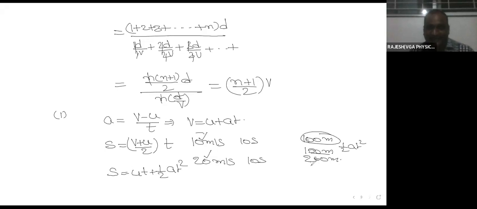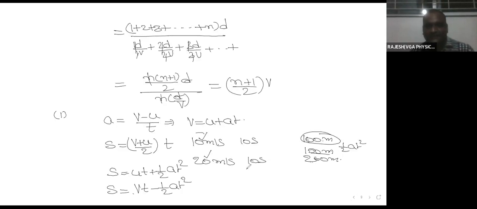If I take vt, then it should be vt minus half at square. So if you write in terms of v, u is equal to v minus at. Then you will get s equal to vt minus half at square. If you write initial velocity, you will get ut plus half at square. If you write final velocity, it is vt minus half at square. Then another formula is, if you eliminate t here, you will get v square minus u square is equal to 2as. So these are the equations of motion.